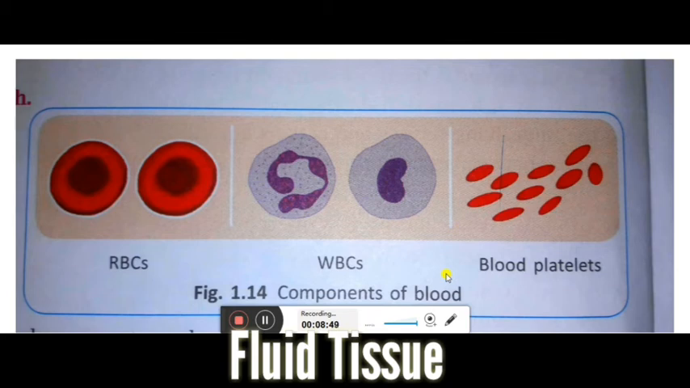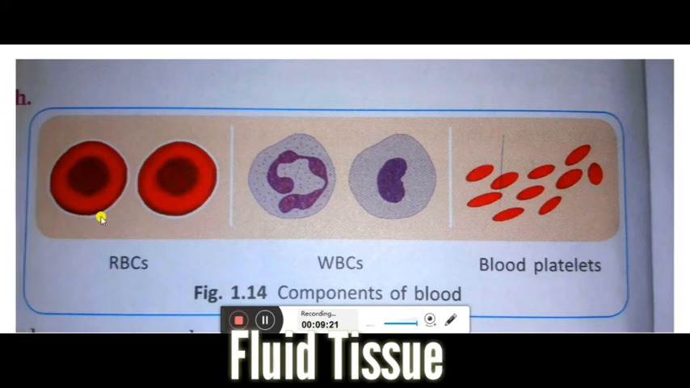Here you see that blood is red in color. Is there any other color? Yes, some animals have blue blood also, which we will talk about later on. Here you see that RBC, WBC and platelets are present in our blood. These are the three formed elements: RBC, red blood cells; WBC, white blood cells; and blood platelets.